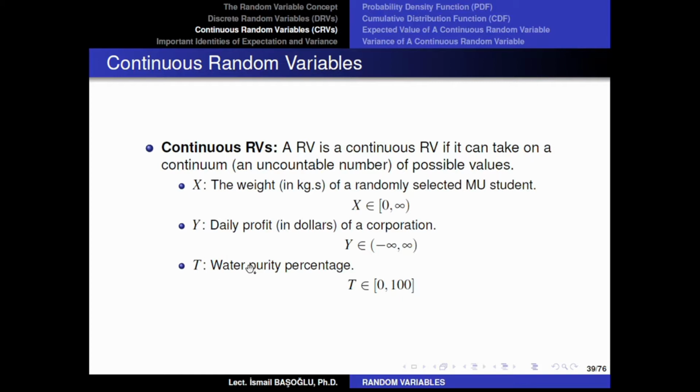And if T denotes the water purity percentage, the theoretical values for a percentage are between 0 and 100, though you are going to get a percentage value which is close to 100. However, any percentage value can be between 0 and 100, and not just integers, not just rational numbers. It can be any possible real value within this interval. Therefore, the water purity percentage is something measurable again, and it takes a continuum of values between 0 and 100. And again, this is a continuous random variable.